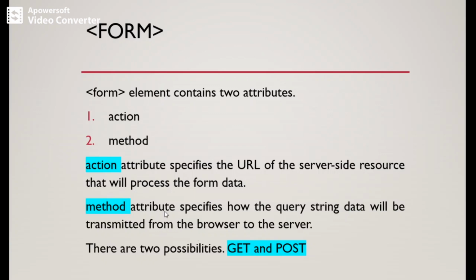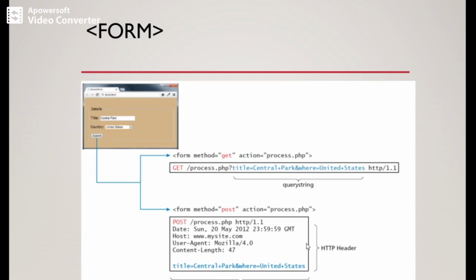Next, the method attribute specifies how the query string data will be transmitted from the browser to the server. So there are two attributes, keep in mind. One is the action. It specifies the URL of the server side that will process the form data, and the method attribute specifies how the query string data will be transmitted from the browser to the server. So there are two possibilities in this method. One is get and another one is post.